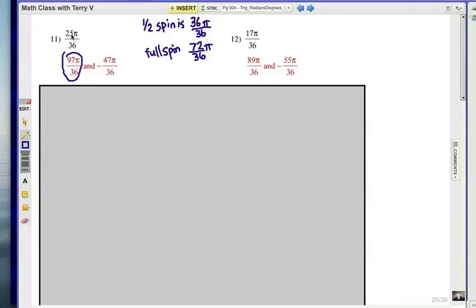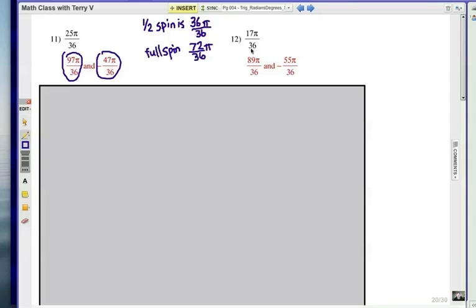Now if we take our positive angle there, in radians, and we subtract it from 72, that's going to give us our 47 pi, and that's over 36, that's negative. All right, so remember that the positive angle and the negative coterminal angle add up to 360, or in this case 72 pi over 36, a full spin.